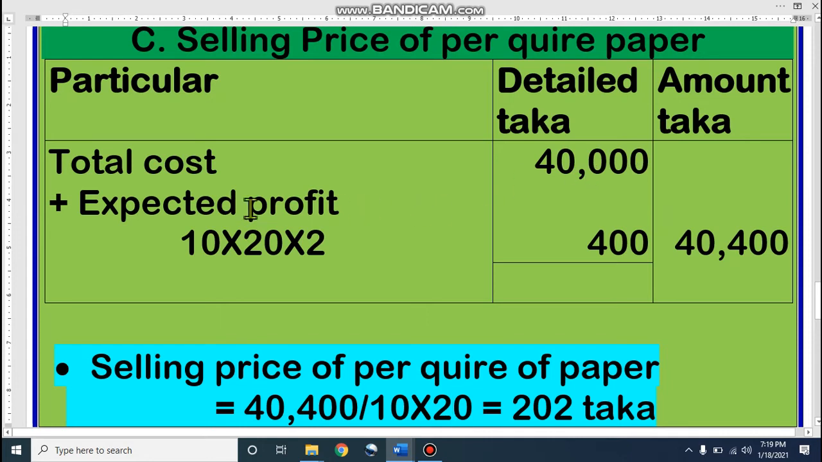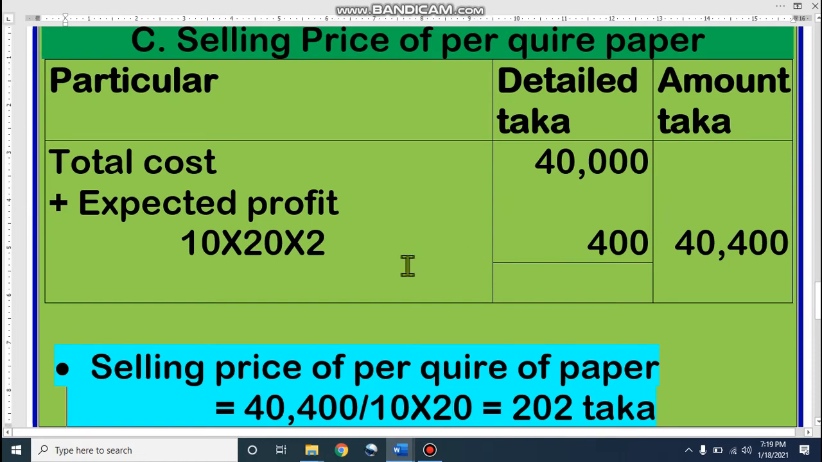And expected profit: 10 ream into 20 square, and in the question it is written that we would like to earn profit 2 per square. That means 400 is our expected profit. So total cost plus expected profit equals selling price. Dear student, this is an important question for MCQ. How can you get the selling price? Total cost or cost of production plus expected profit, desired profit, required profit, then it will be the selling price. So we have selling price 40,400.